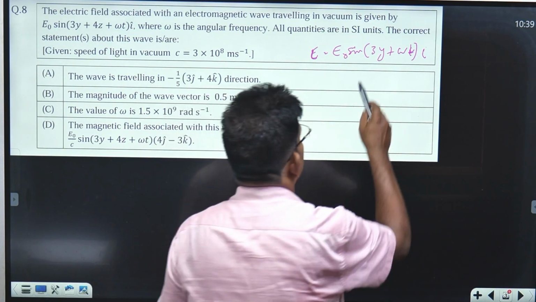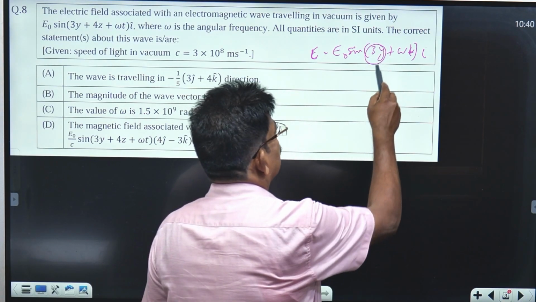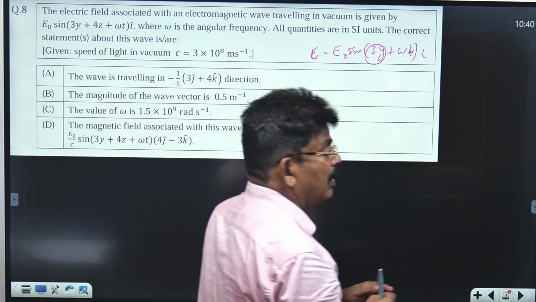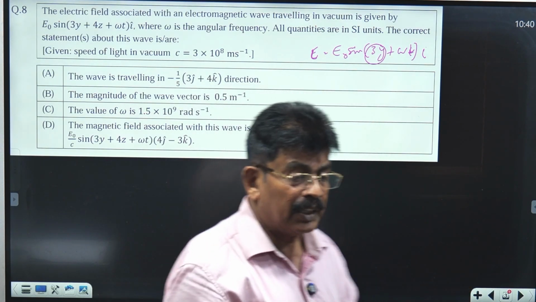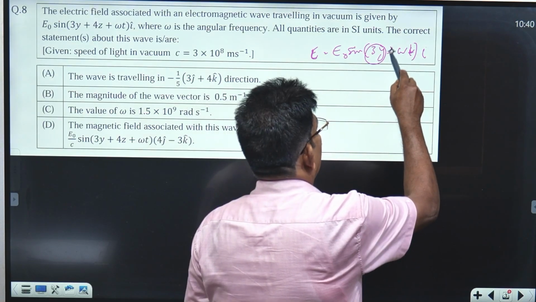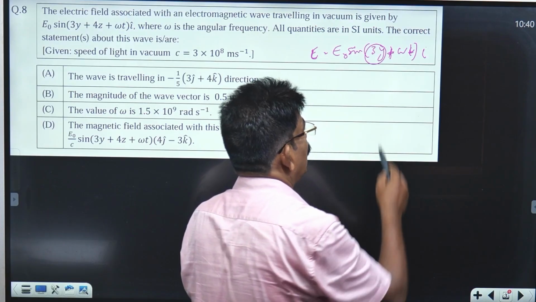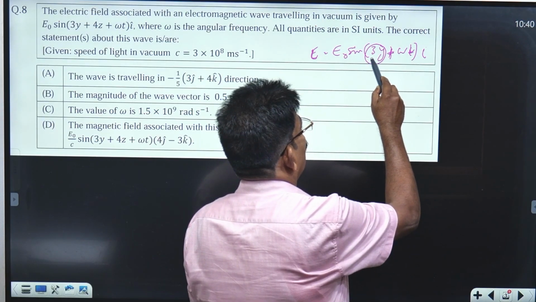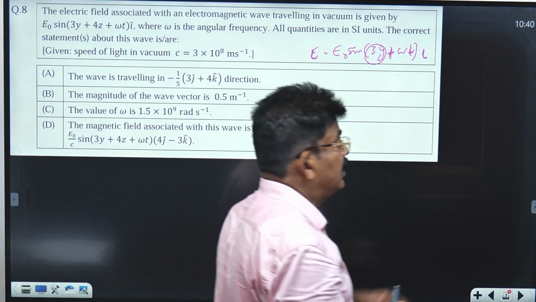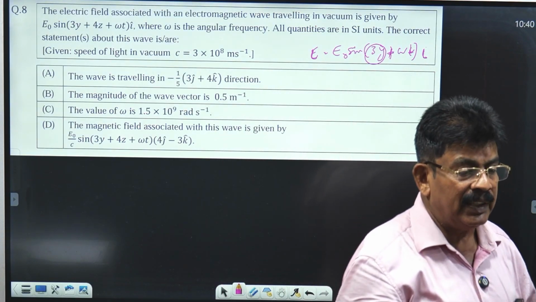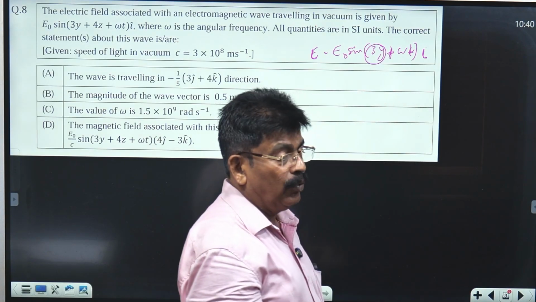Here this 3y is a wave vector, meaning the wave is propagating along either the positive or negative direction of the y-axis. Here it is 3y plus omega t, meaning the wave is traveling in the negative direction of the y-axis. So the direction of wave propagation will be minus y. The variation of electric field is given by i, which means the electric field varies along x direction, with the wave propagating along negative y direction.